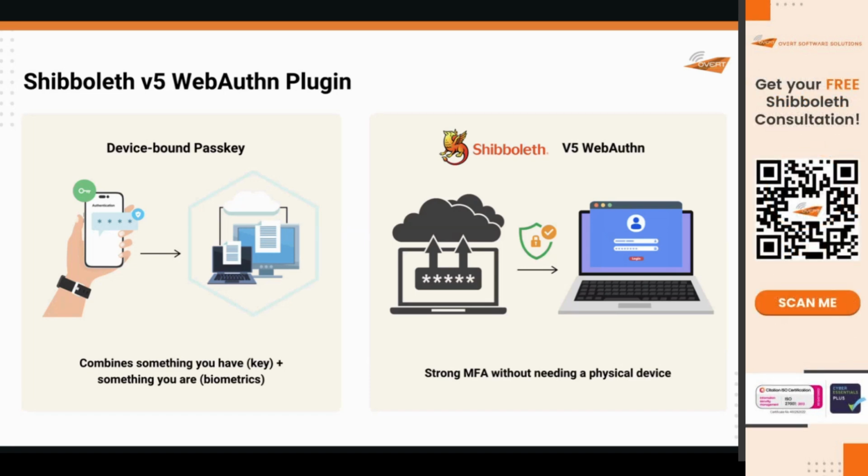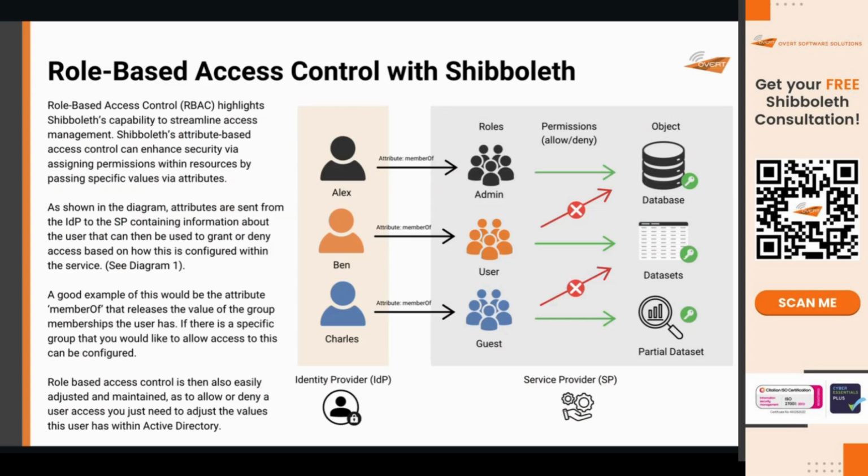Sure. So role-based access control, or RBAC, in Shibboleth utilizes attribute-based policies to manage user permissions efficiently. This isn't a new feature in Shibboleth version 5, but it's definitely a powerful capability that many of our customers leverage. So here's how it works.